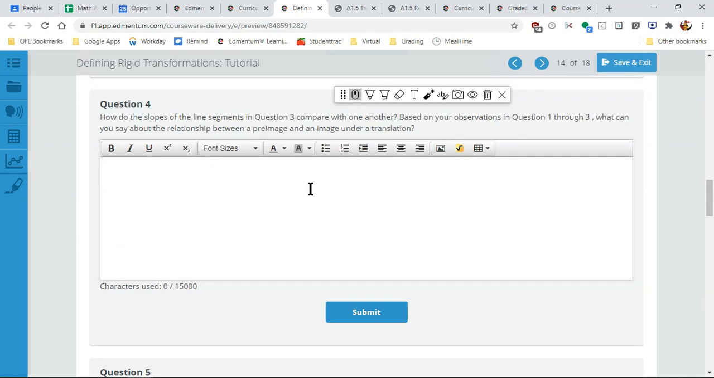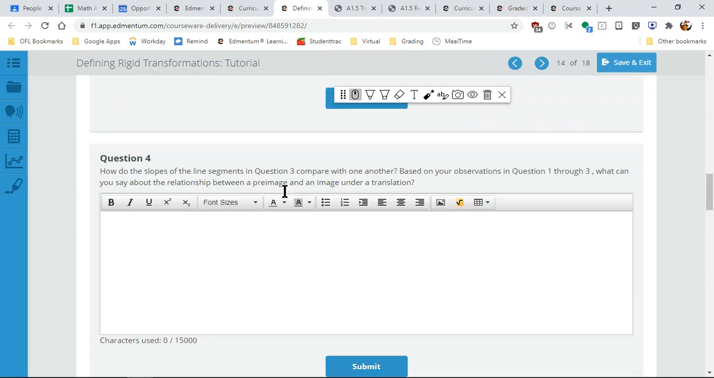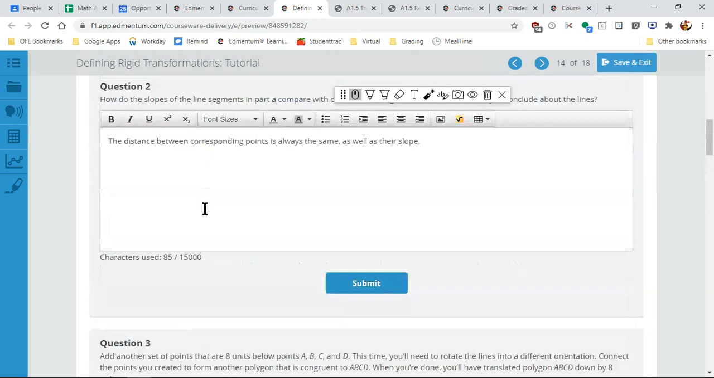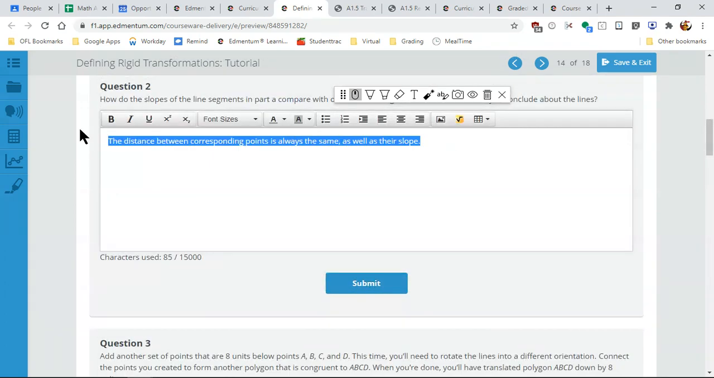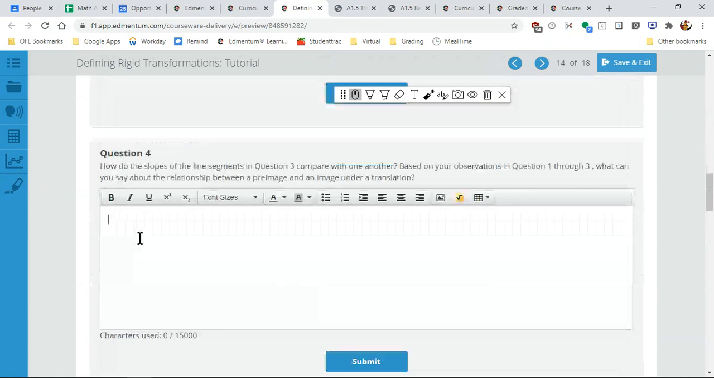How do the slopes and the line segments compare? Again, we're literally going to say the exact same thing. In fact, you can just copy and paste it if you want. They're just being very repetitive on this. The distance between the corresponding points are the same, as well as their slopes.